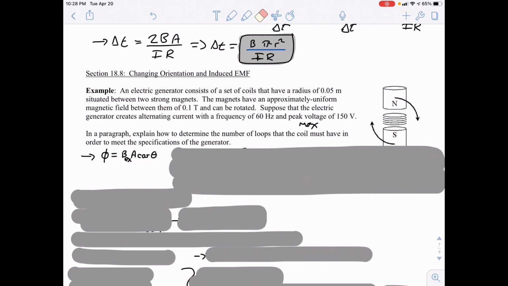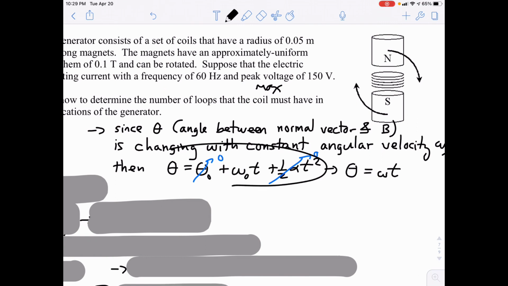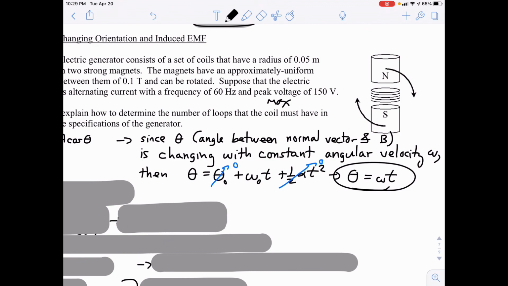Flux in general equals B external times A cosine theta, where again theta is the angle between the field and the normal vector. Since theta is that angle between the normal vector and B, and it's constantly changing with a constant angular velocity, we can take this constant angular acceleration formula and cancel out theta naught, and cancel out 1/2 alpha t squared because there is no alpha. And this changes into theta equals omega times time.